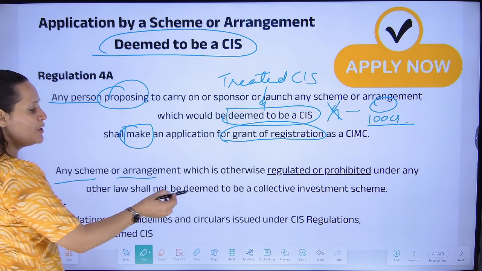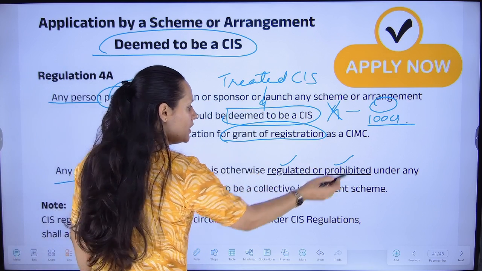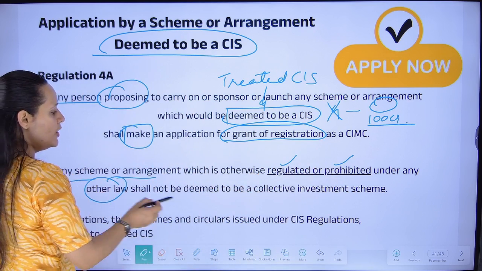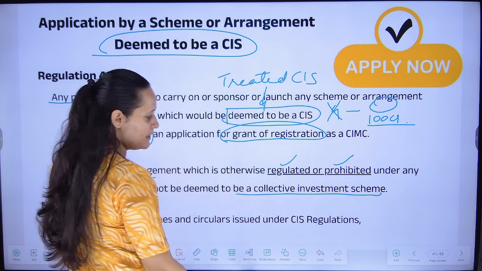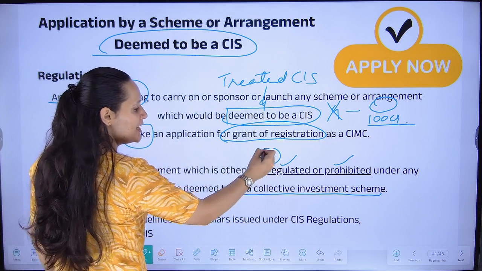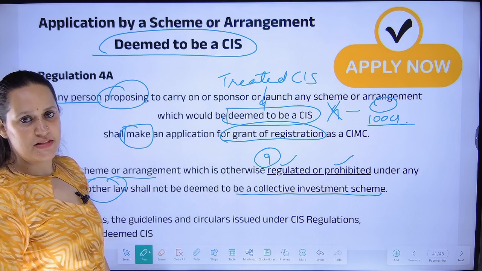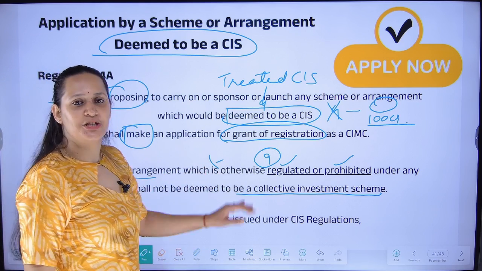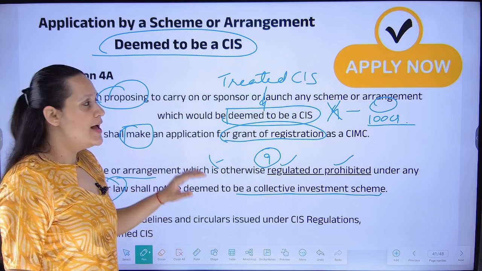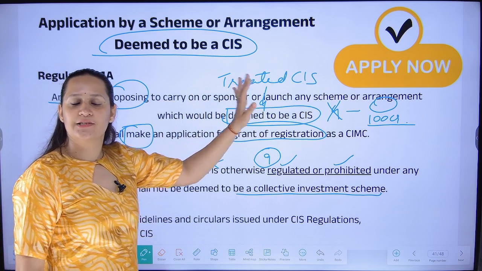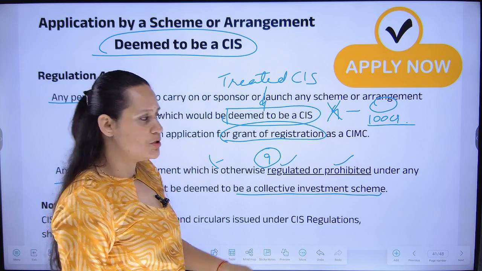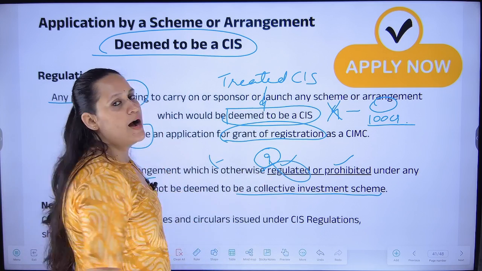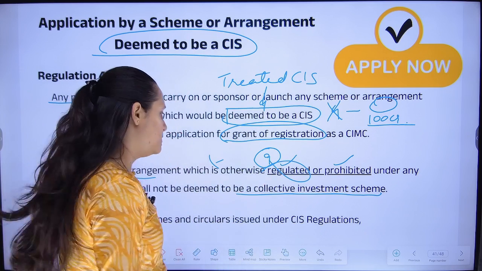Any scheme or arrangement which is otherwise regulated or prohibited under any other law is not a collective investment scheme. So the 9 points we have already seen are what is not considered as a collective investment scheme. Those kinds of schemes need not obtain any registration by SEBI under these regulations. They need not make an application under CIS regulations to obtain any registration, because they are already regulated under some other law.